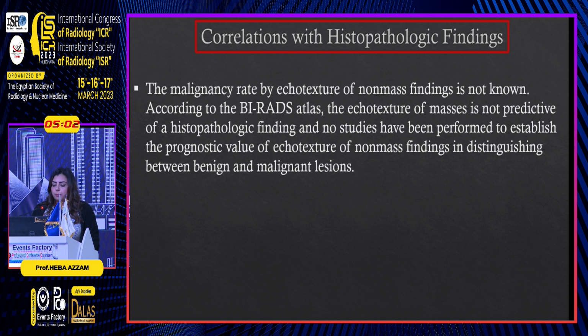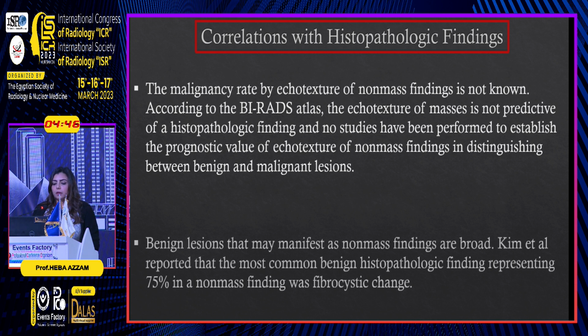The malignancy rate by architecture of non-mass findings is not known. According to the BI-RADS Atlas, the architecture of masses is not predictive of histopathological findings, and no studies have been performed to establish the prognostic value of architecture of non-mass findings in distinguishing between benign and malignant lesions. Benign lesions that may manifest as non-mass findings are broad. Kim et al. reported that the most common benign histopathological finding, representing 70% of cases in non-mass lesions, is fibrocystic changes.